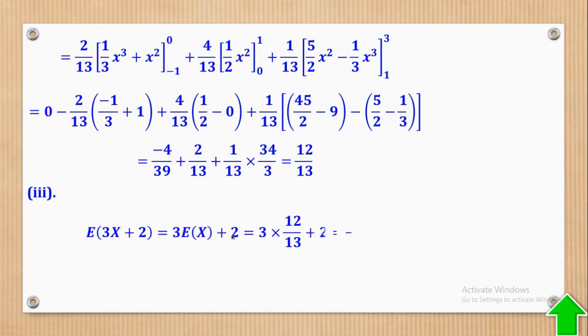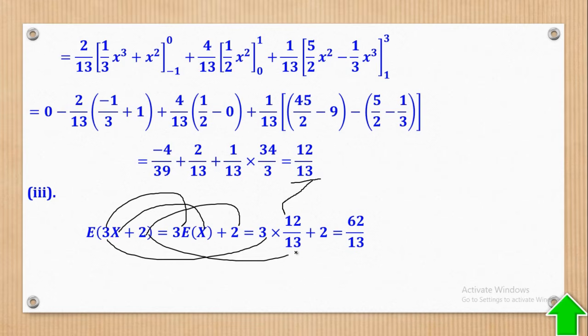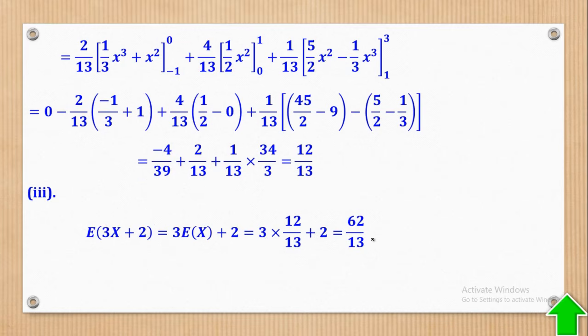Now Roman 3, they wanted E of 3x plus 2. You have to remember that E of 3x plus 2 is equal to 3 multiplied by E(x) plus this constant, which is 2. Therefore in the end I know E(x) is this, so I'll put it there. Then 3 is from here, then 2 is from there. So when I use a calculator, I'll come up with 62 over 13. So basically that's what they wanted.